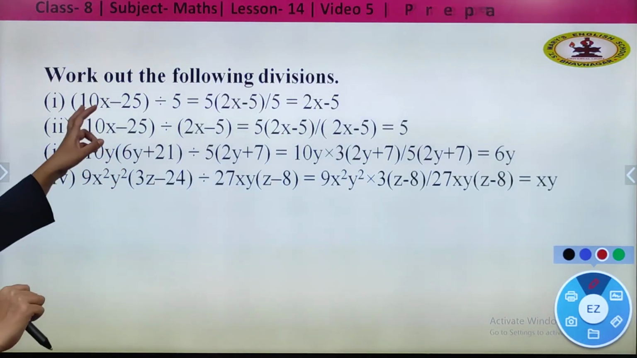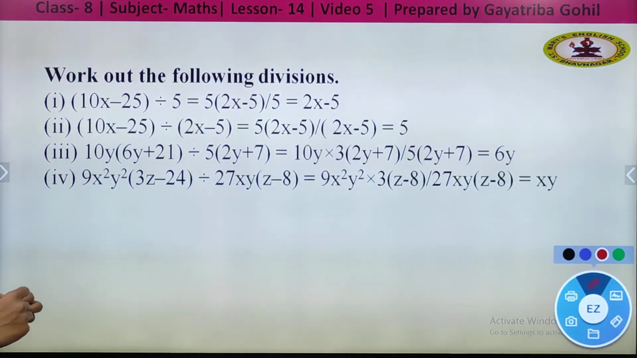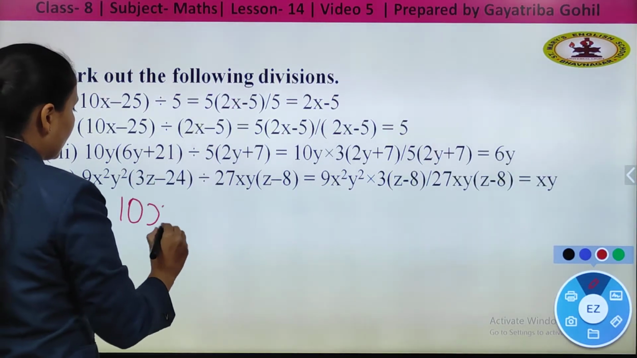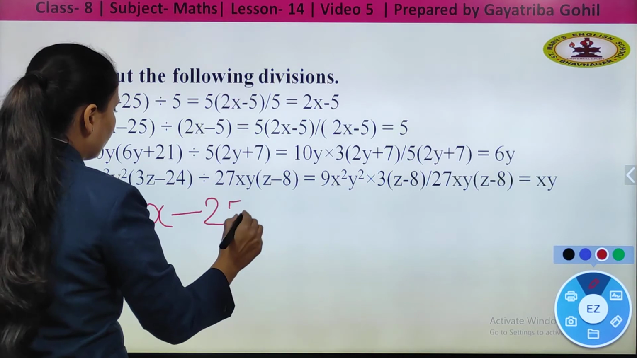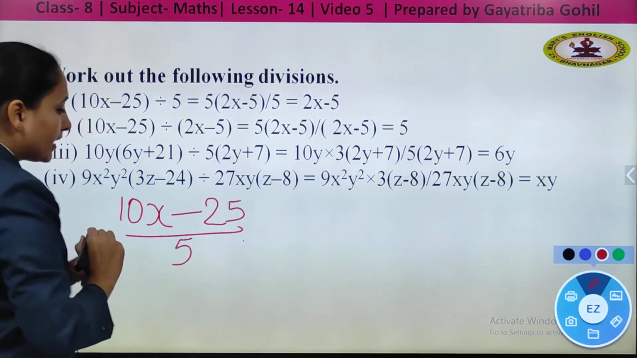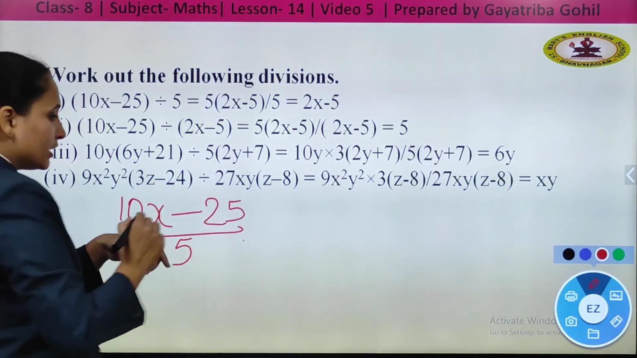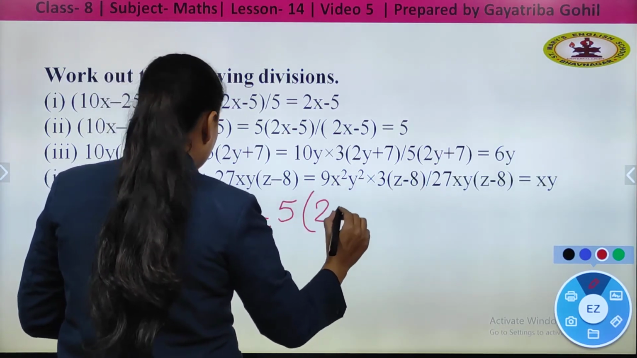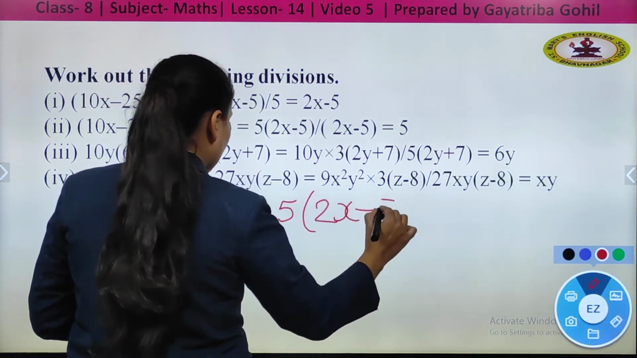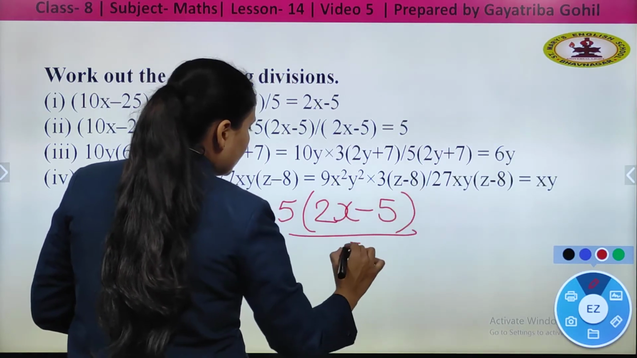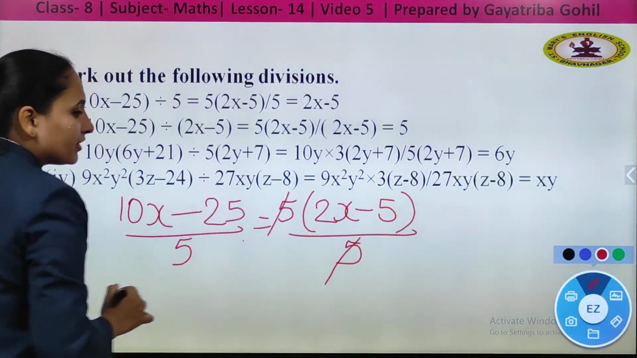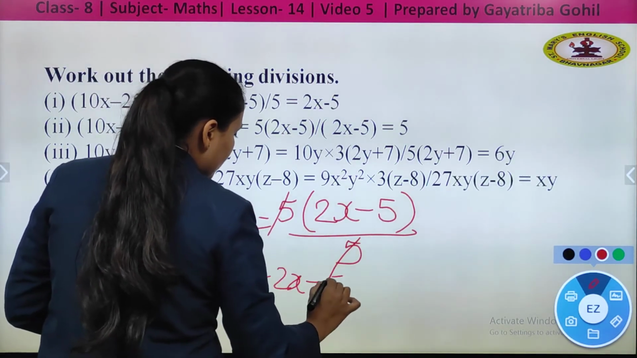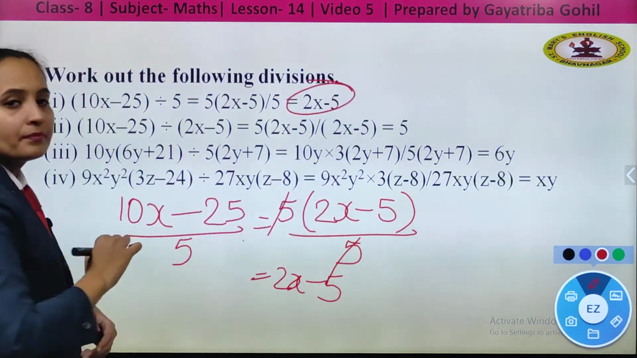Here again, 10x minus 25 you want to divide by 5. So, see, 10x minus 25 divided by 5. Find the factors of 10x minus 25. I can have 5 common. So, it will give me inside the bracket 2x minus 5 divided by 5. Now, 5 and 5 can get cancelled. So, what will be left with me? 2x minus 5. That is my answer.